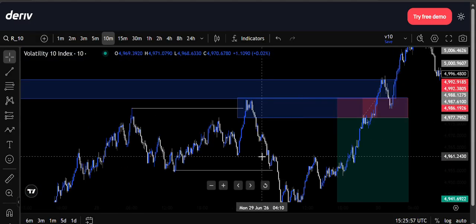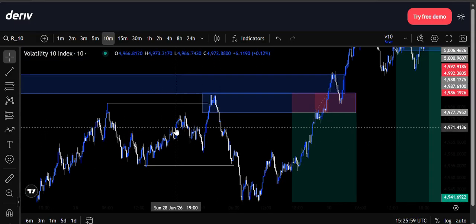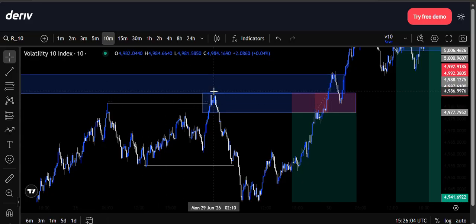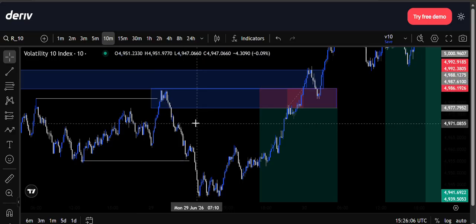So this is a 10-minute time frame. So price did it. It was so clear. So this was where the liquidity was taken. Okay, this previous high was taken, and then price tapped into our zone. Now, price is tapping into our zone.